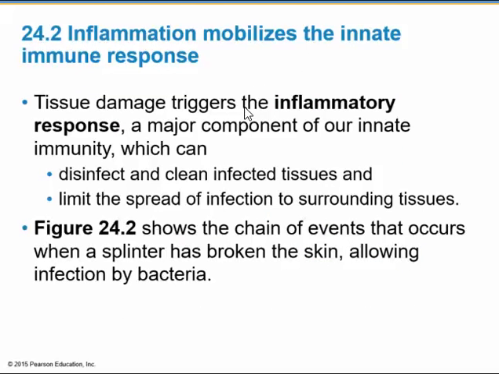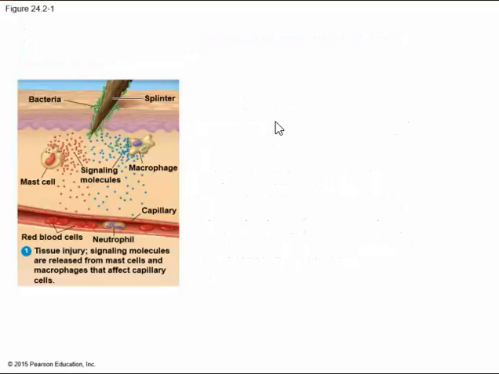When we damage our tissues, whether it's a splinter or a scratch, it triggers a response called the inflammatory response. The purpose of the inflammatory response is to disinfect and clean infected tissues and limit the spread of infection. There's a series of events. When the tissue is injured, mast cells release signaling molecules. Macrophages also will release molecules that cause the blood vessels, the capillaries, to become leaky.